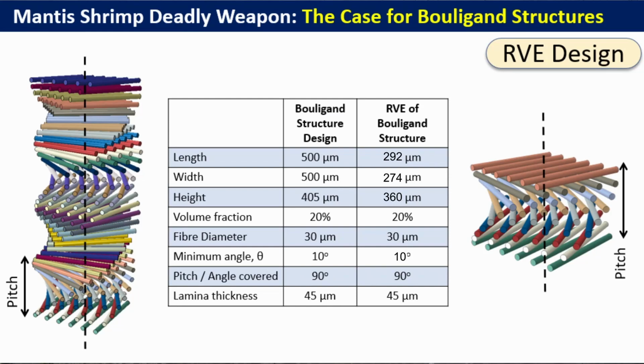So in terms of what we're going to get by the RVE design, first on the left hand side here, we'll have the length, the width, the height of the overarching design of this RVE. So these are the dimensions. The key things that I want you to note here are the minimum angle, which is the angle of rotation. I've chosen 10 degrees here, and the pitch angle is 90 degrees.